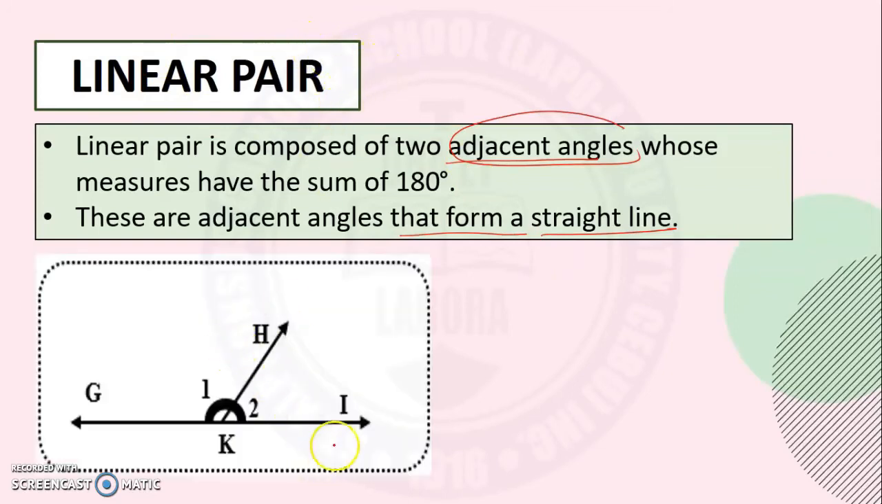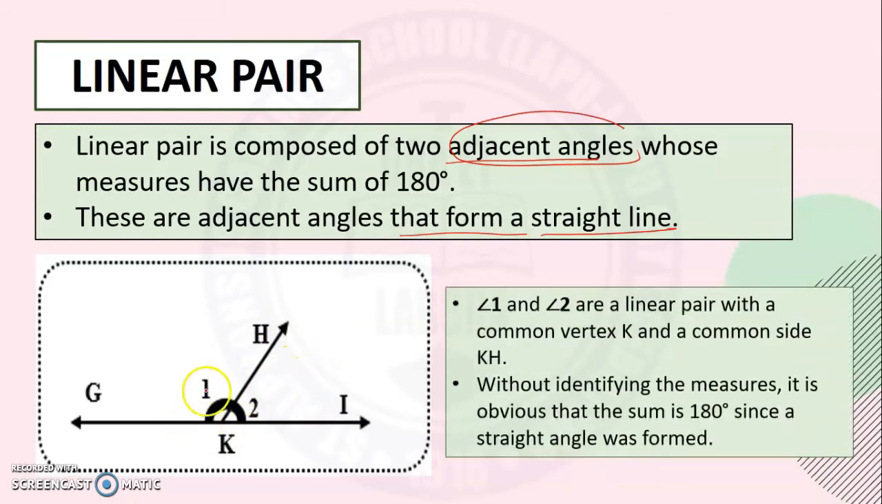Example, as you can see in the figure, we are given two angles, angle GKH or angle 1 and angle HKI, which is angle 2. Now, angle 1 and angle 2 are a linear pair. It's because they are adjacent because they have a common side, which is side HK or side KH, and a common vertex, which is vertex K.